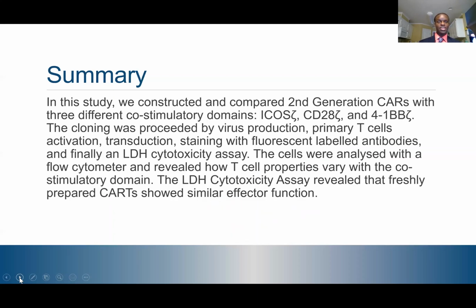In summary, first we constructed and compared the second generation CARs using the different costimulatory domains. After the cloning, we proceeded with the virus production and then T cell activation and transduction, and then we did staining with fluorescent labeled antibodies. In the end, we did the LDH cytotoxicity assay. After that, we analyzed using flow cytometry.